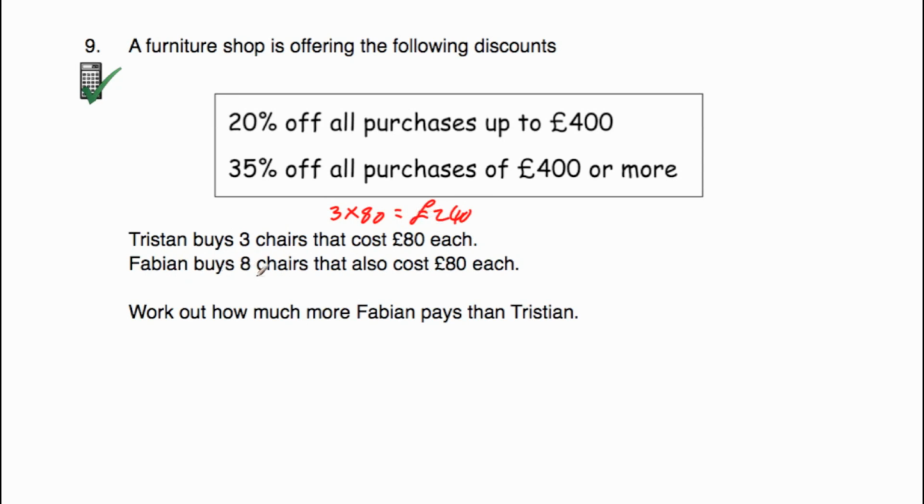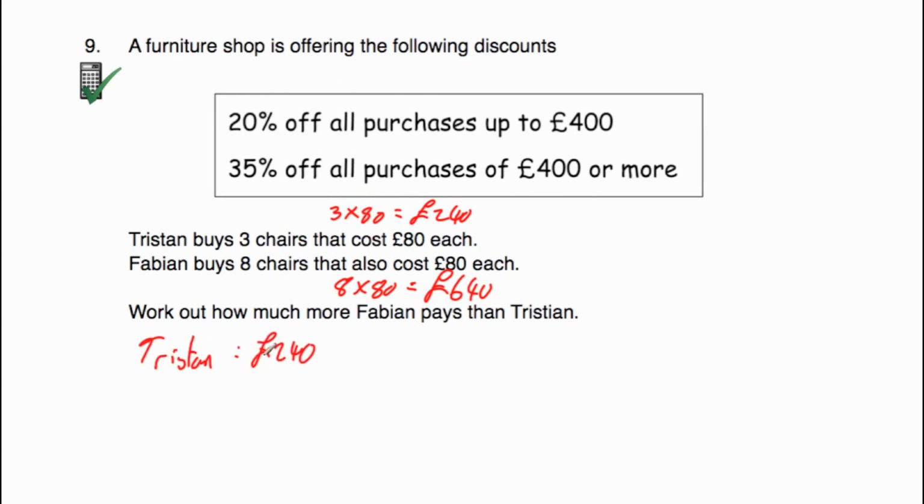Where Fabian, he buys 8 chairs at £80 each also. So 8 times £80, 8 times 8 is 64, so that'll be £640. So Tristan spends £240 and Fabian spends £640. And we're asked how much more money does Fabian spend than Tristan? Well, we need to apply the discounts and then see how much more Fabian spends than Tristan after the discounts. So let's start off with Tristan.